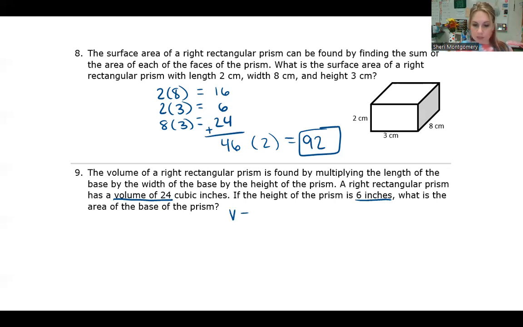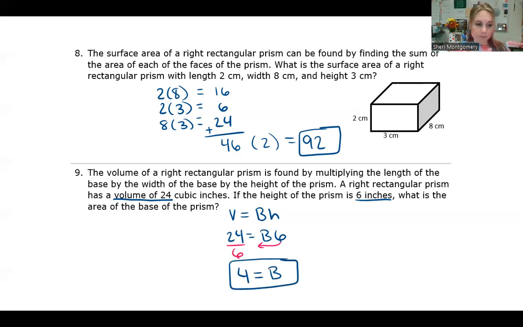Volume is equal to the area of the base, so that's big B, times the height. We know that the volume is 24, and we know the height is 6. We want to find out what big B is, what the area of the base is. So we're going to have to divide by 6. 24 divided by 6 is 4. So the area of the base is 4.